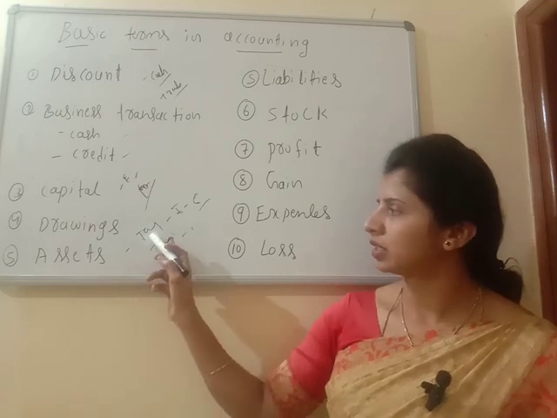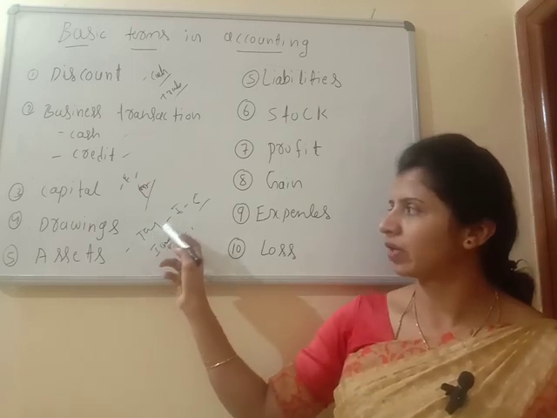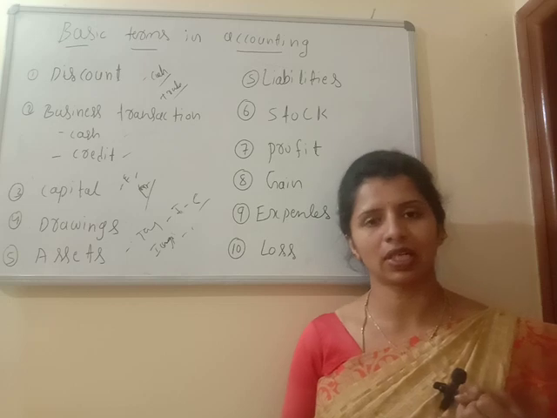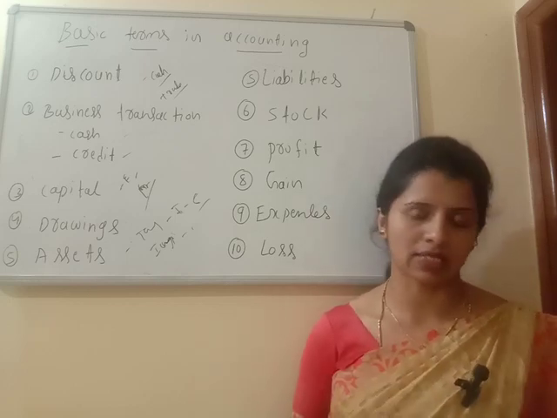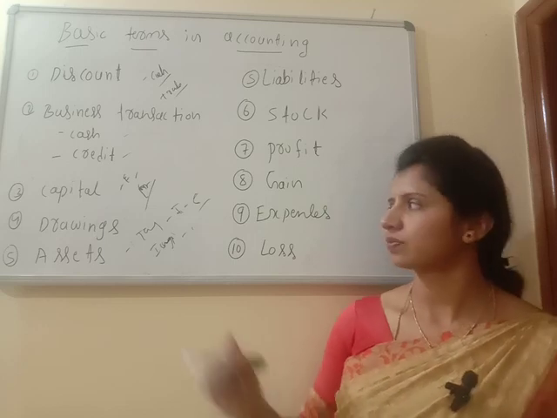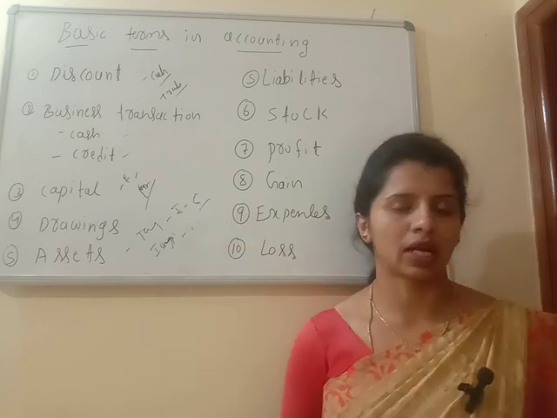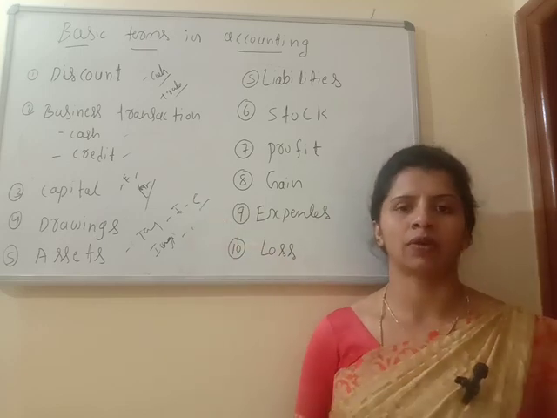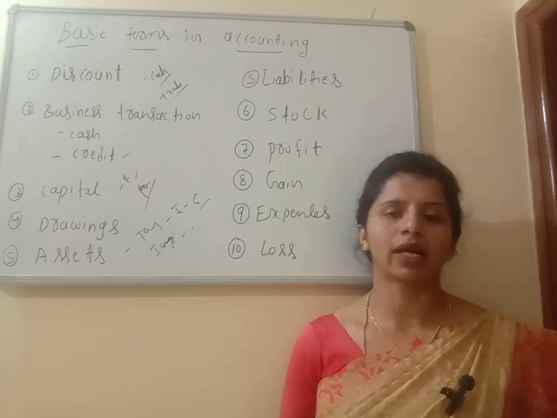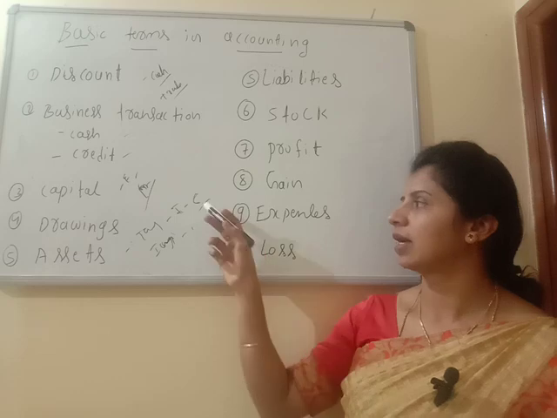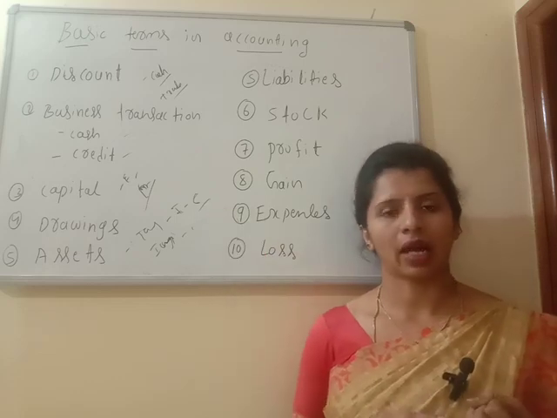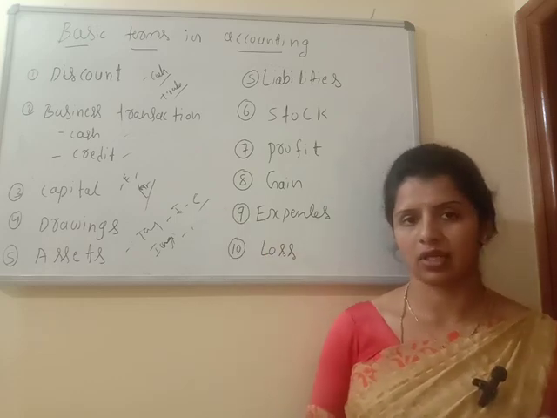So tangible assets are classified into two types. First one is fixed assets, another one is current assets. Fixed assets are immovable properties. Current assets are easily convertible to cash in a short period of time, like cash, bank, debtors, stock like that.